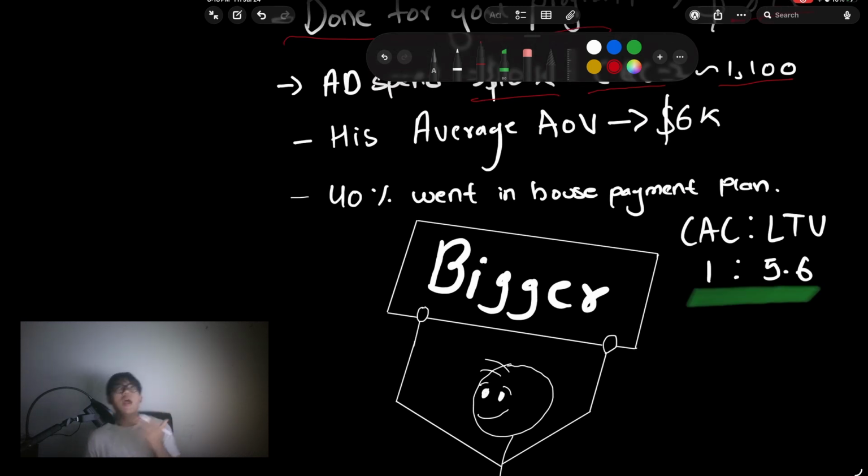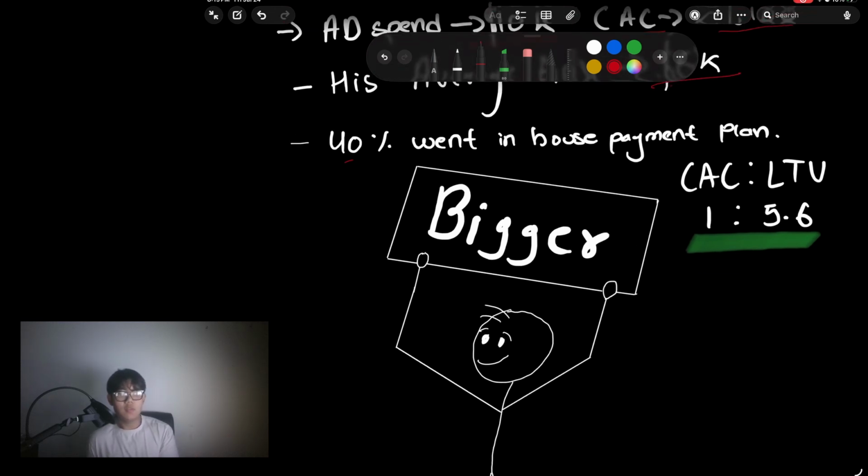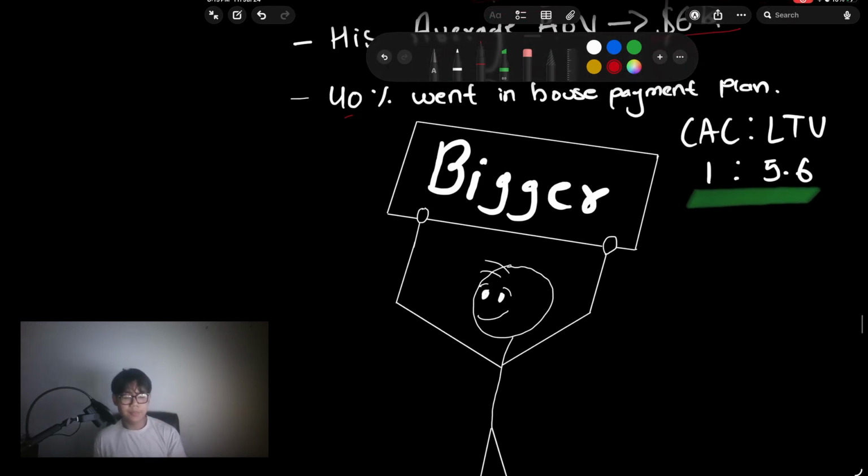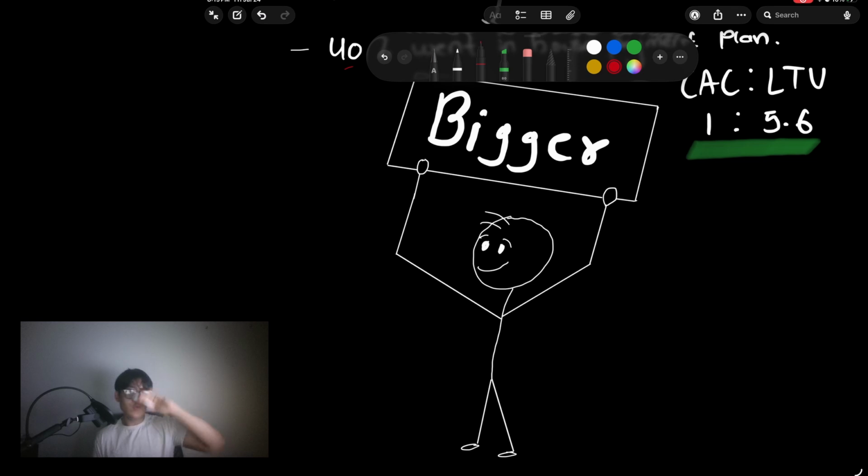Not everyone went through payment plans. Only almost 40% of them did. So his average AOV was around 6K, and like I said, 40% went on the in-house payment plan. And his CAC to LTV ratio was 1 to 5.6. Really profitable numbers, right?